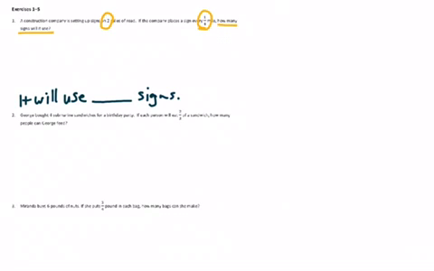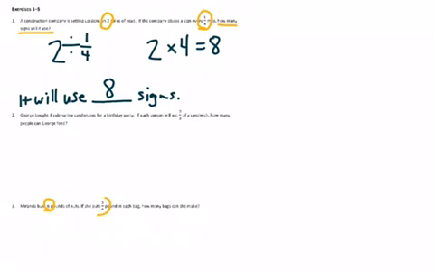So I have 2 miles of road and the company places a sign every 1/4 of a mile. So I'm asking myself, how many 1/4 are there in 2? Well, if I have 2 and I divide it by 1/4, I multiply the reciprocal, which means it's 2 times 4, and my correct answer will be 8. So it will use 8 signs. Number 3 says Miranda buys 6 pounds of nuts. If she puts 3/4 pounds in each bag, how many bags can she make?